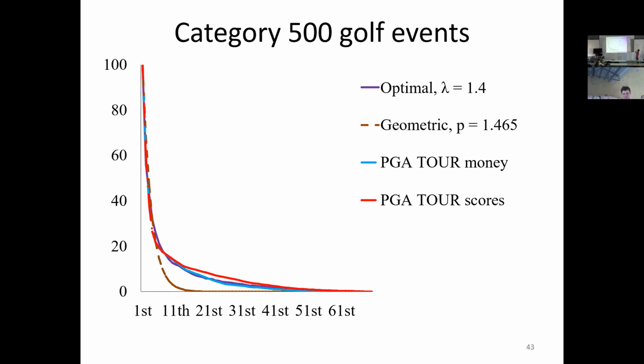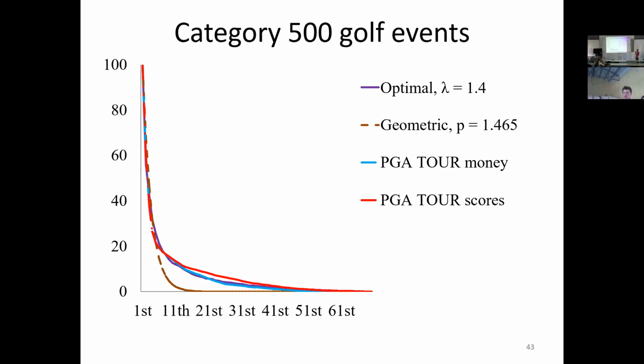So if I use lambda equal 1, for instance, it will be much higher than these 3 vectors. This shows us that, so I use here events from category 500. It was maybe 40 or 50 events in our database. And it shows us that, so what does it mean that lambda equals 1.4?